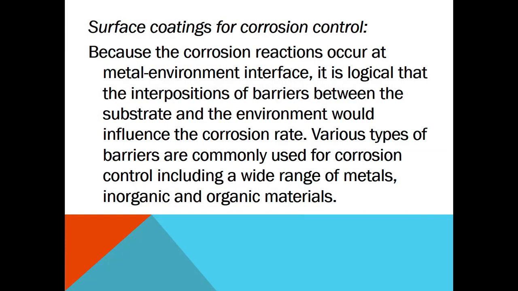Surface coating for corrosion control. Because corrosion reactions occur at the metal-environment interface, it is logical that the interposition of barriers between the substrate and the environment would influence the corrosion rate. Various types of barriers are commonly used for corrosion control, including a wide range of metals, inorganic and organic materials. Surface coatings are very important to corrosion control.